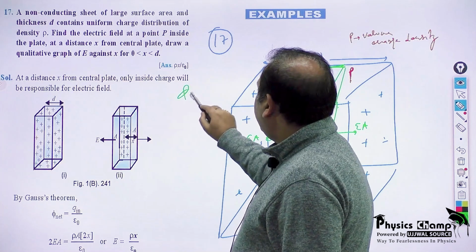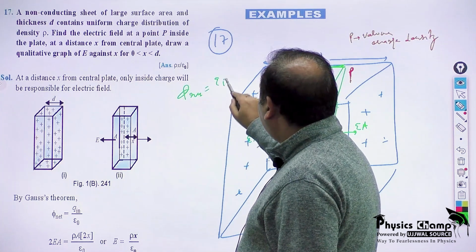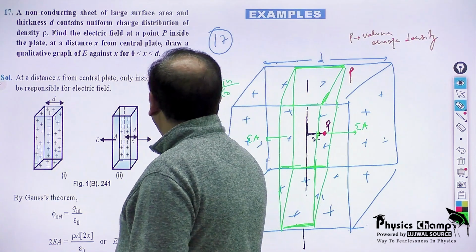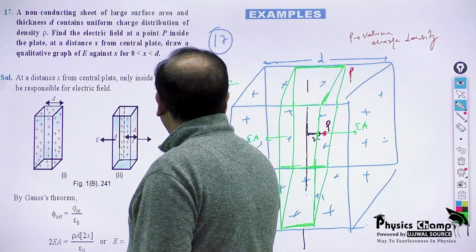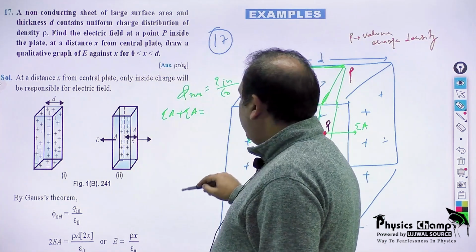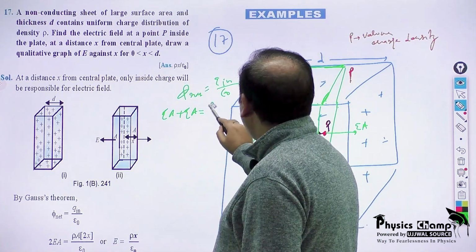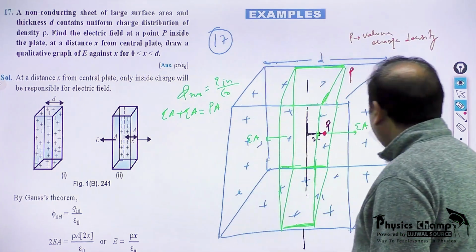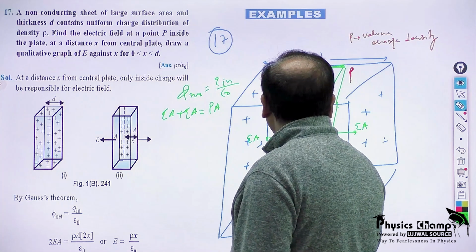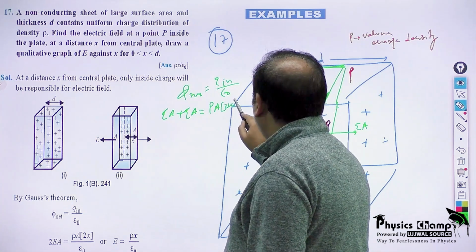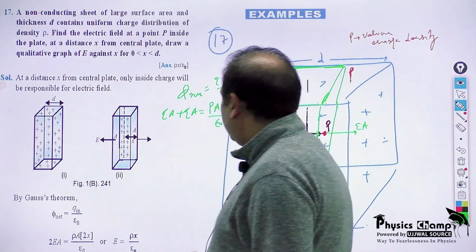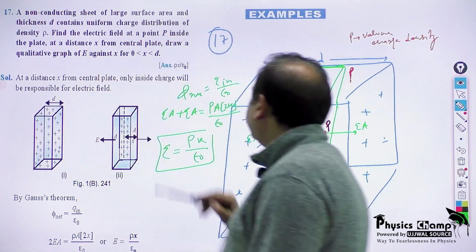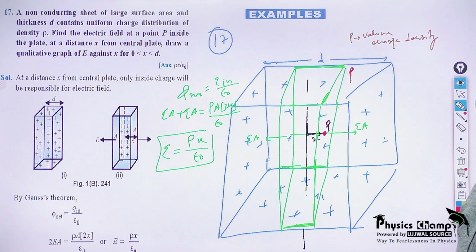So we will say net flux is equal to charge inside by epsilon naught. Net flux will be EA plus EA, left and right, and the charge inside will be its volume times the volume charge density rho, its area will be A of each side, and the gap here is x plus x, 2x, by epsilon naught. So the electric field comes out to be rho x by epsilon naught here. So this was another question on a similar concept.